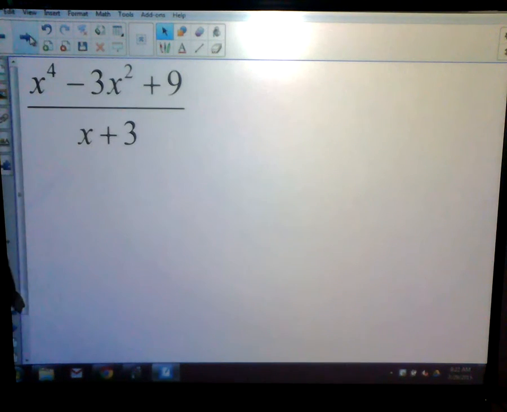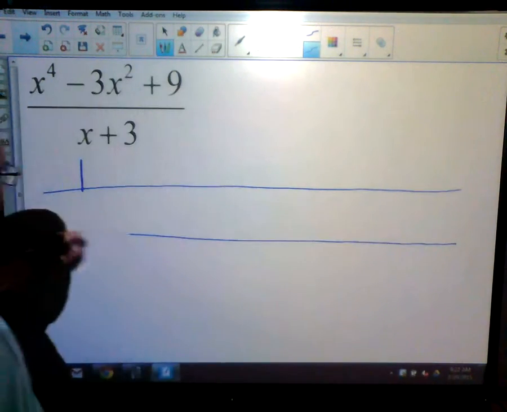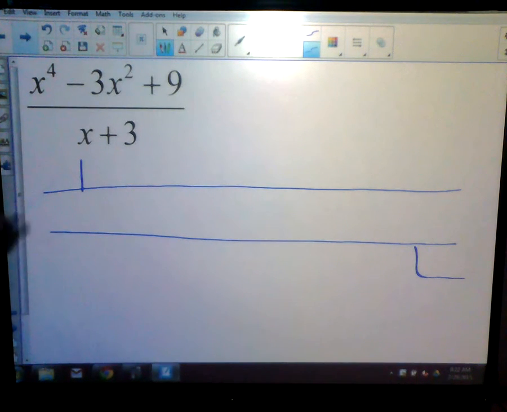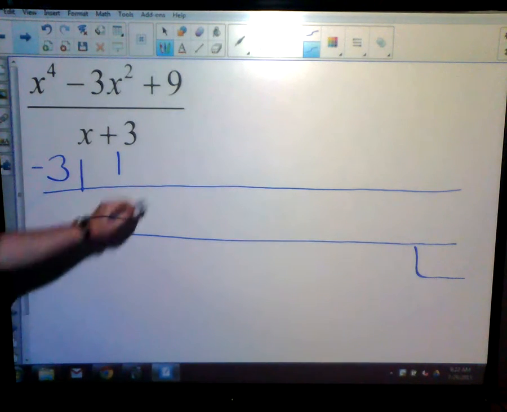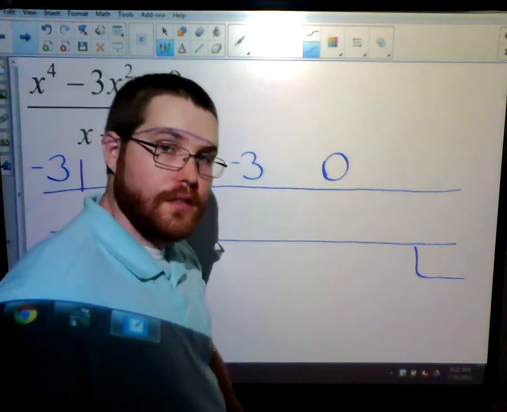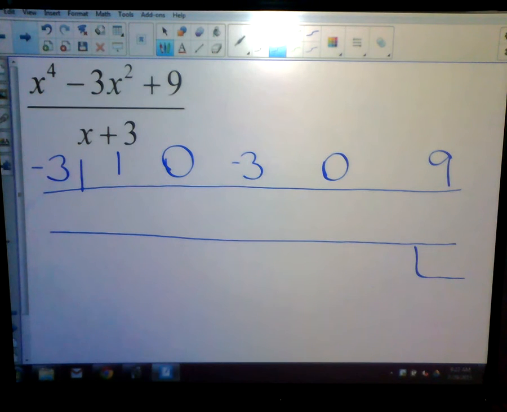Let's try it again. Let's set it up. Let's draw our little synthetic division lines. What number goes in the top left corner? Negative 3, the 0. Now be careful, you're missing some terms in here. 1x to the fourth. No x to the thirds. Negative 3x squared. No x's, and 9 as a regular number. If you guys want to pause the video and try this, go ahead. Okay, I'm going to do it now.